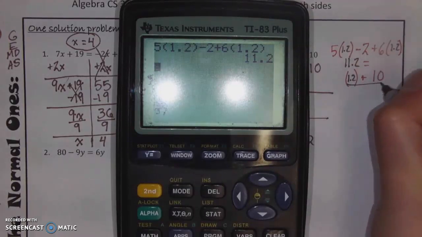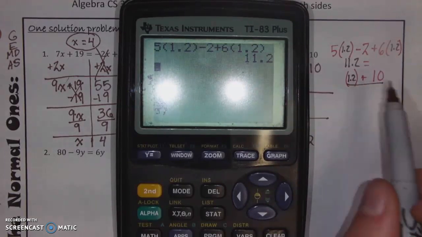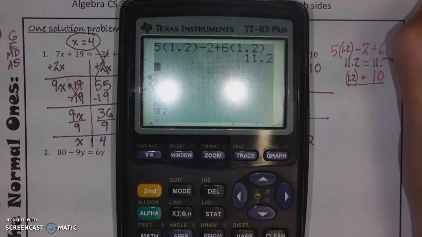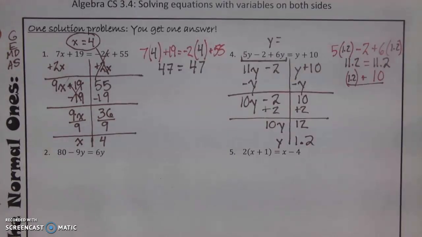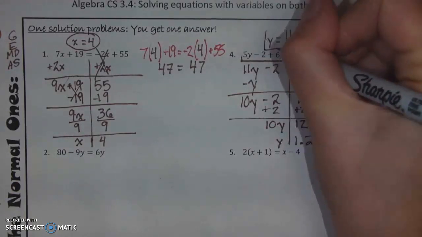Now let's do the second side. 1.2 plus 10, oh, we do not need a calculator for that, right? That just gives us 11.2. That means that we have 11.2 on both sides. Therefore, our answer must be correct, and I can write in my final answer.